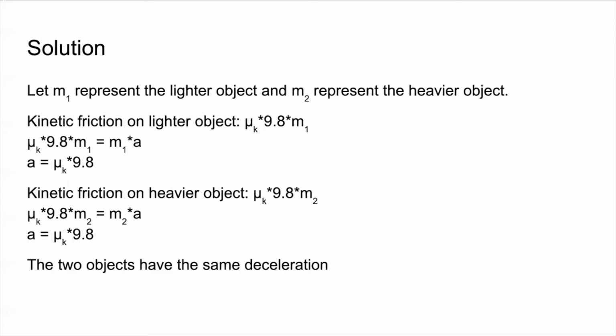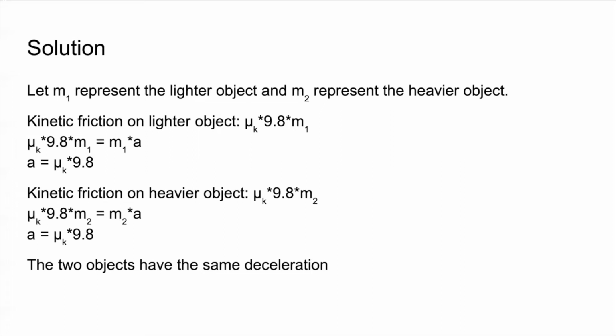So let M1 represent the lighter object and M2 represent the heavier object. The kinetic friction acting on the lighter object is the coefficient of kinetic friction times the normal force, which is 9.8 times M1. And that's the force, and it's equal to M1 times A, and dividing both sides by M1 gives A is equal to the coefficient of kinetic friction times 9.8.